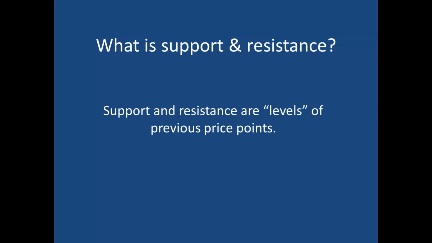Currencies, commodities, stocks, they move from one level to the next level to the next level. And where they are moving is to a previous price point. Maybe a price point a week ago, a month ago, 3-6 months ago, a year ago, where the price came up to, consolidated, couldn't move any higher, and then reversed trend. Or the price came up to, consolidated, and broke above that price point. But support and resistance are levels of previous price points.